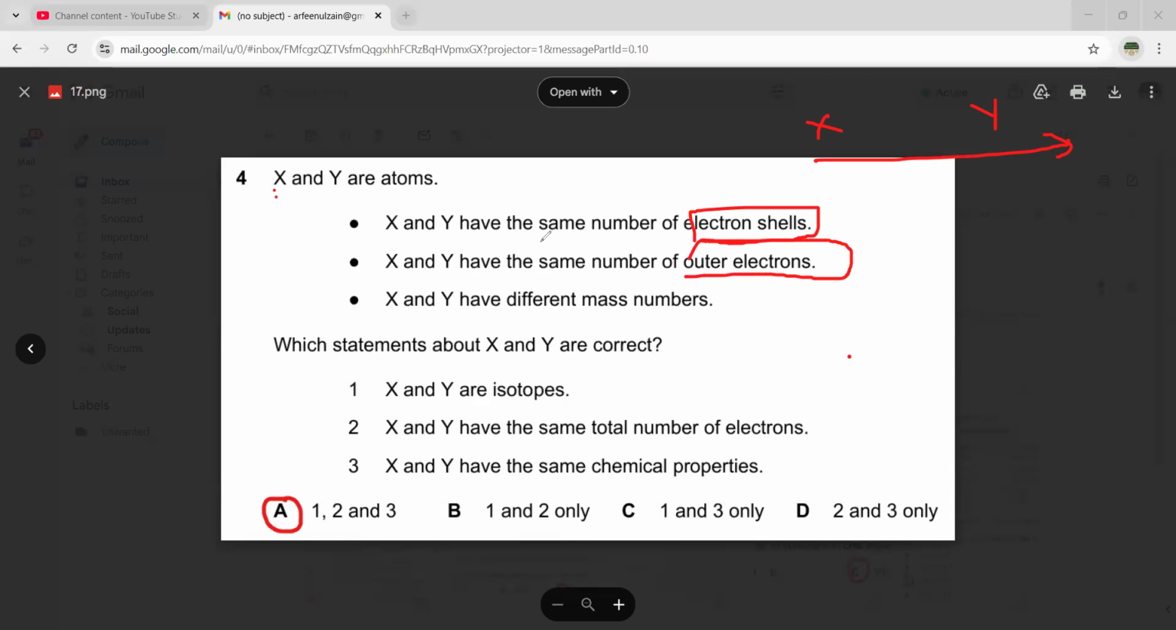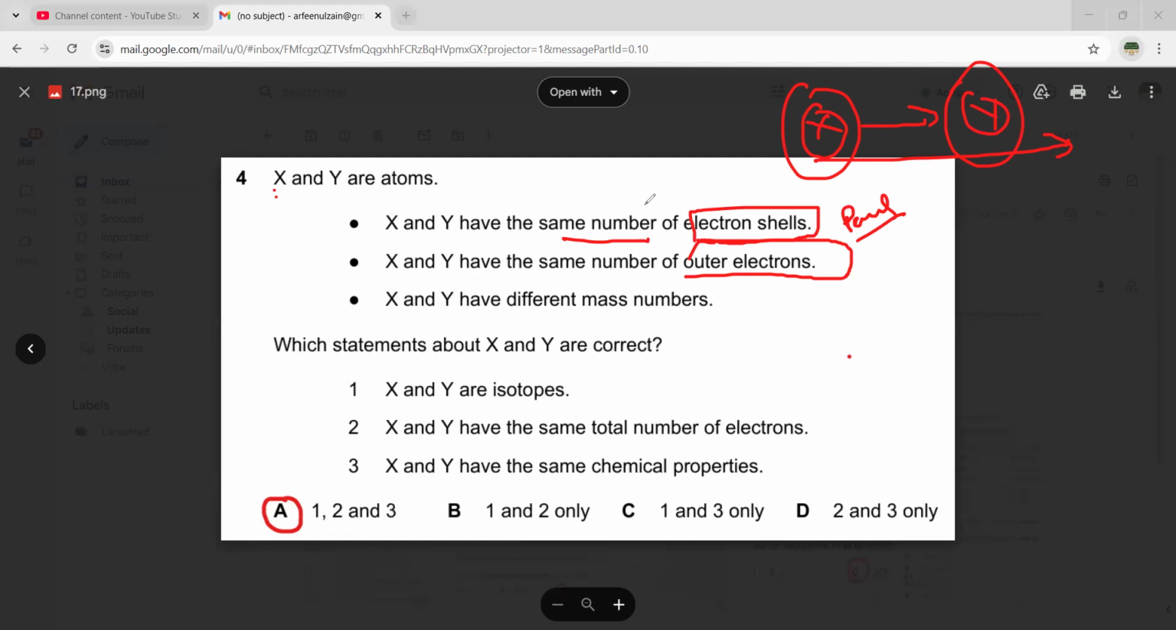X and Y have the same number of electron shells. If they have the same number of electron shells, what does it mean? It means they should be in the same period. Like if I say this has two shells, this also has two shells. So according to this information, they should be in the same period, the same line in the periodic table. How can both of them be in the same group? Because they can be isotopes.